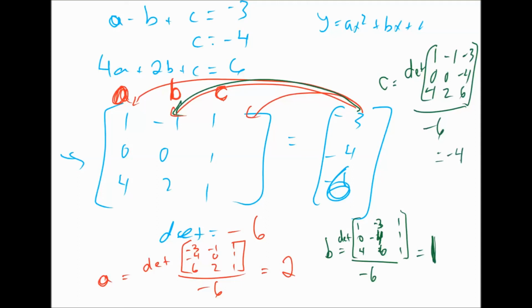So our answer then, the actual answer to this question, is y equals 2x squared plus bx, b is 1, so just plus x, minus 4.